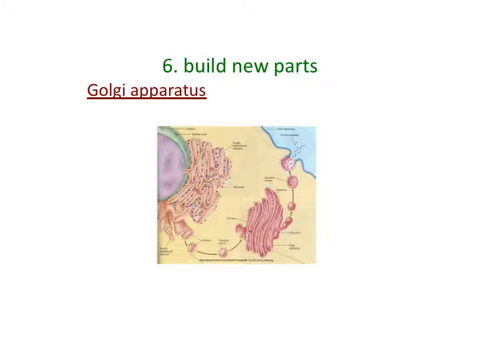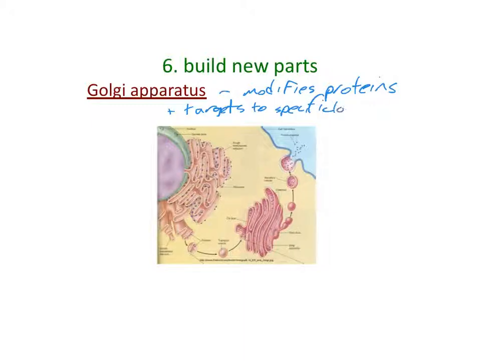As part of building new parts, you also need to tweak or modify these proteins, and this is accomplished by the Golgi apparatus, which takes proteins that have been synthesized and modifies them. So it modifies proteins and then targets them to specific locations, which can either be outside the cell or specific compartments.